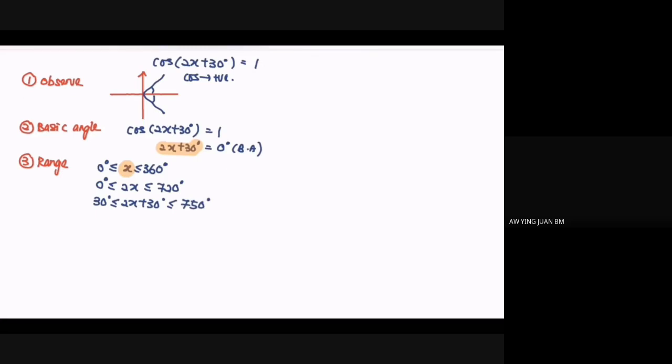So that will be the range for this case. So now step 4, rotation and the diagram. I'm going to illustrate the situation in step 1, observe, which will be the first quadrant and also the fourth quadrant. So in this case, refers to the basic angle.